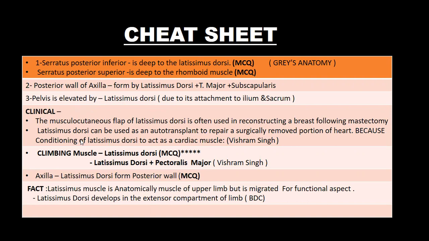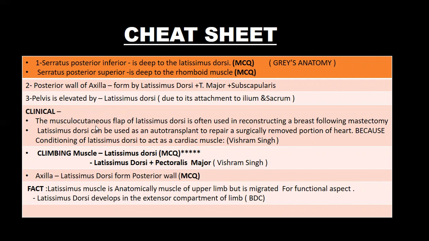Coming to the pelvis. Sometimes the latissimus dorsi helps the pelvis to elevate. Why does it do so? Because it has an attachment to the ilium and sacrum. The ilium is a part of our hip bone and the sacrum is a part of our vertebral column. So the pelvis is elevated by latissimus dorsi. Its clinical aspects are mentioned in the Vishram Singh book, you may refer there also.